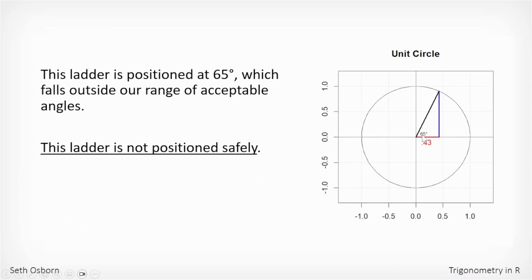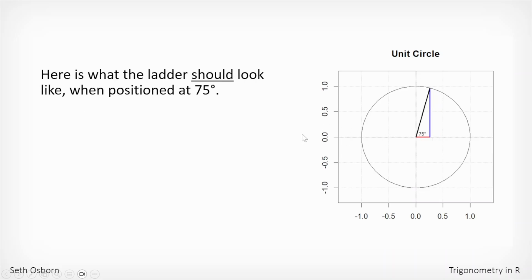Okay, so this is not safely positioned. Remember, we said between 70 degrees and 80 degrees would be considered safe, so this ladder's not safely positioned. I hope that when you look at this, you would be afraid to step onto that ladder, thinking, oh no, it's going to slide out from under you and you're going to fall. This is what a 75-degree angle would look like, which is approximately what a ladder should be positioned at.